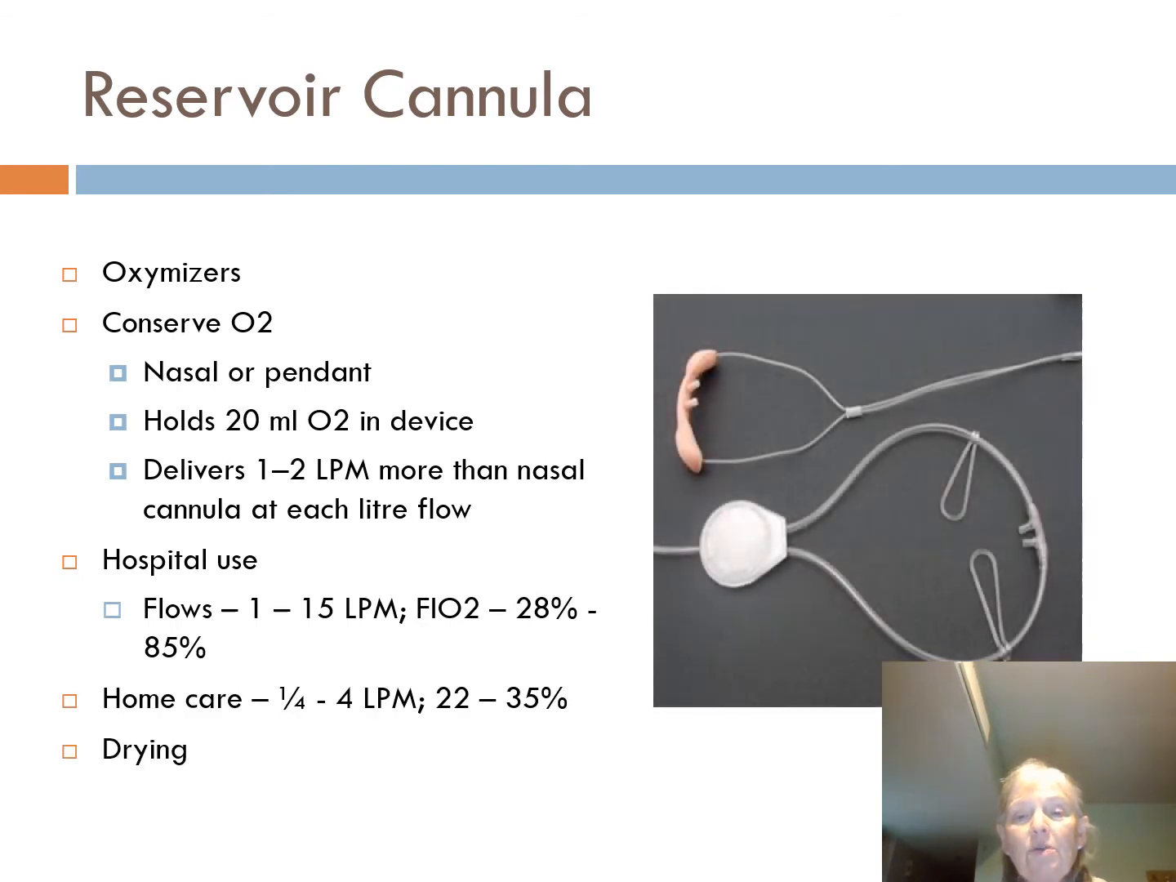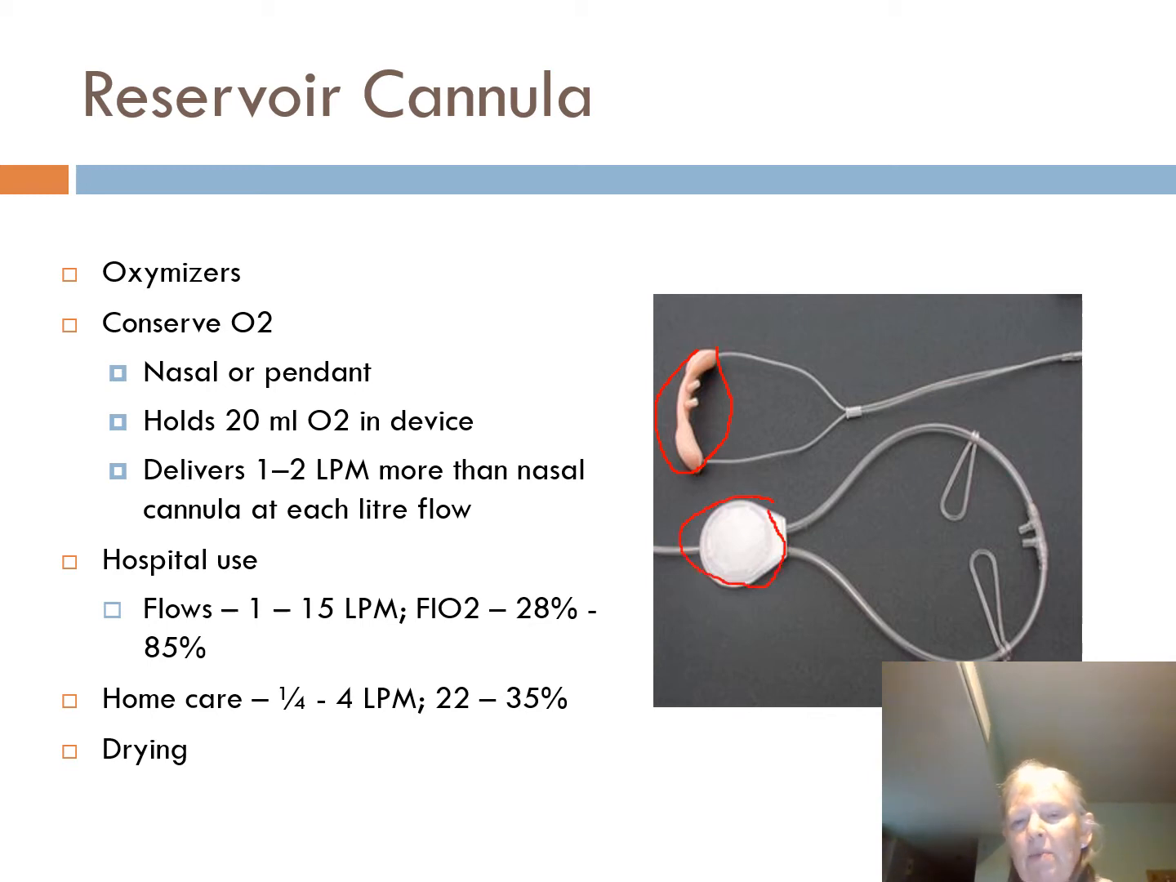These are really cool devices. They're called the reservoir cannula or the oxymizers. You're going to hear people talk about those in the hospital. These are conserving devices. Well, let me grab my little pointer here. That's my pen. There's my pen. This area through here, and then this portion right here is where the oxygen is being conserved.